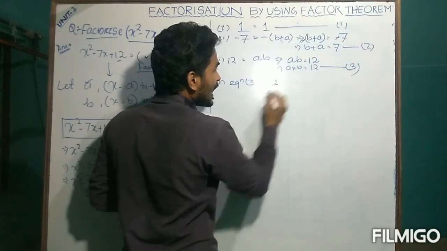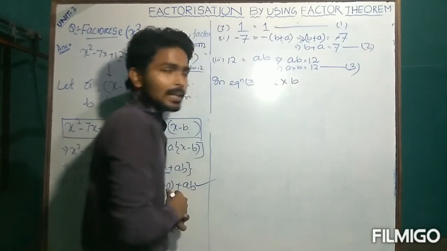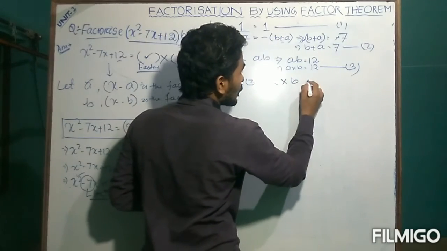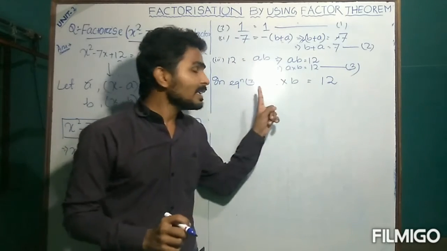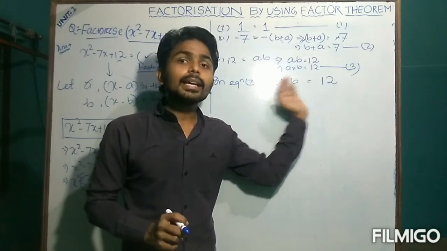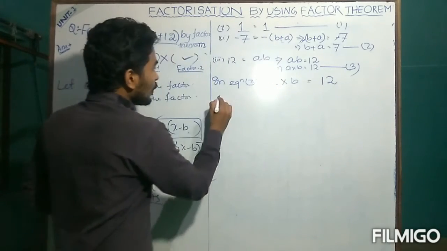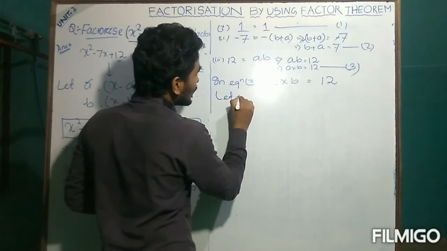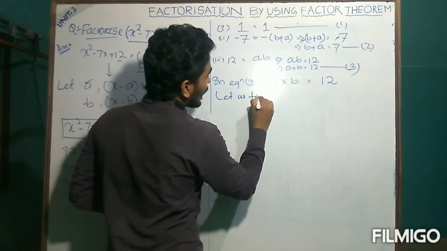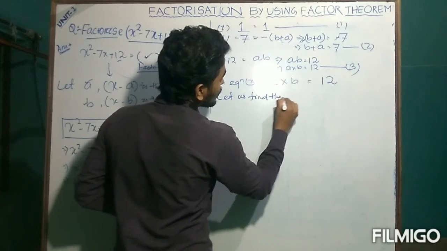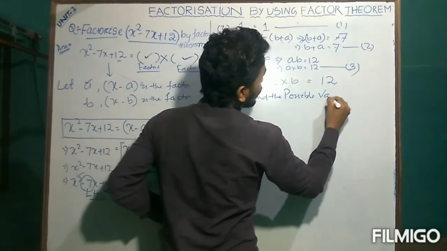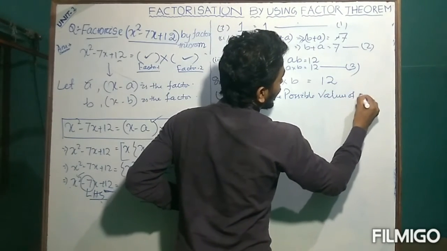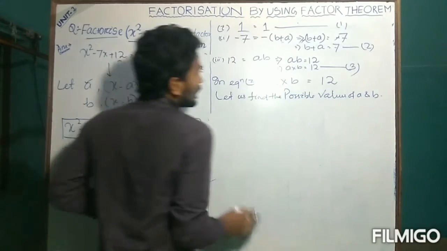That is, one is A and other is B. And these two numbers will be multiplied to give 12. So now we are going to find the possible values of A and B.